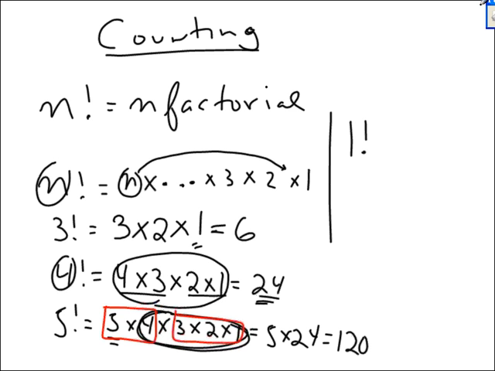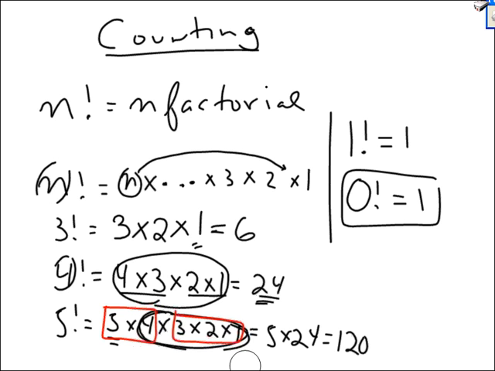1 factorial is just 1. By definition, 0 factorial is 1. There's no way to understand that. Okay? There's no way to understand that. It's just by definition.